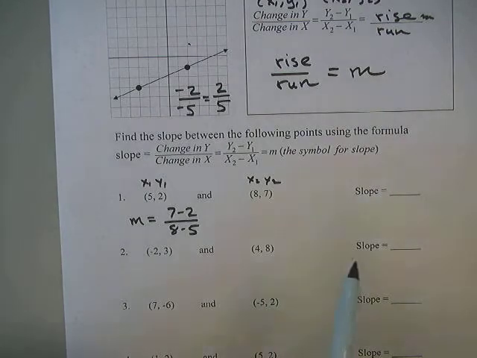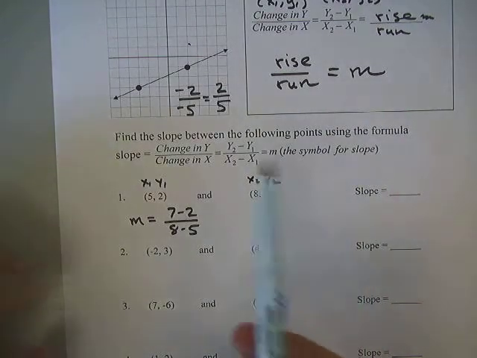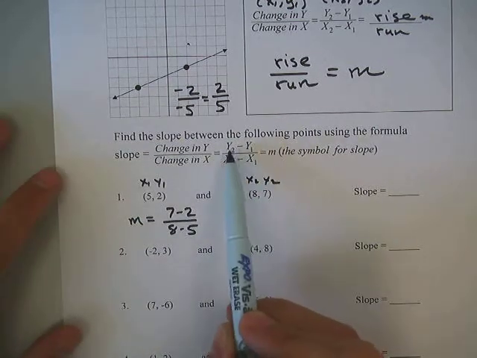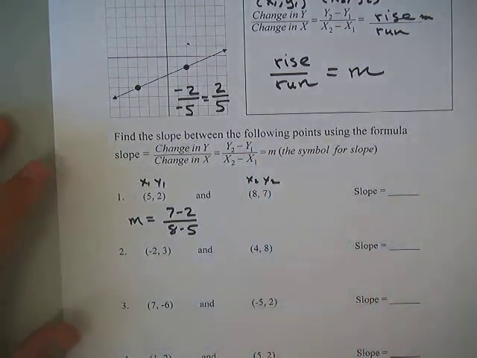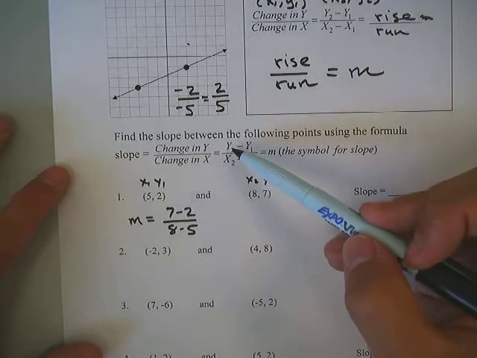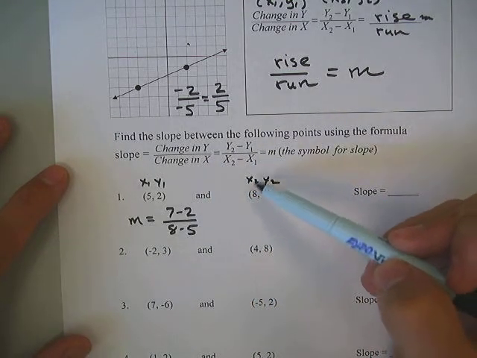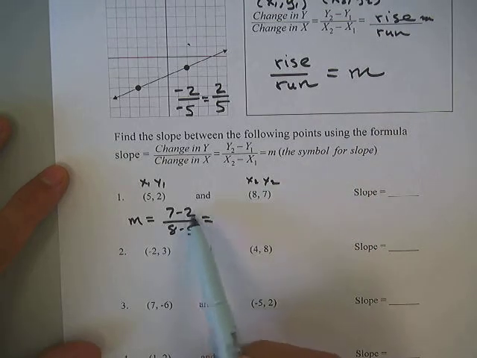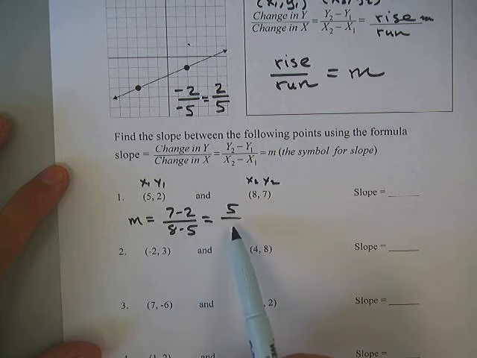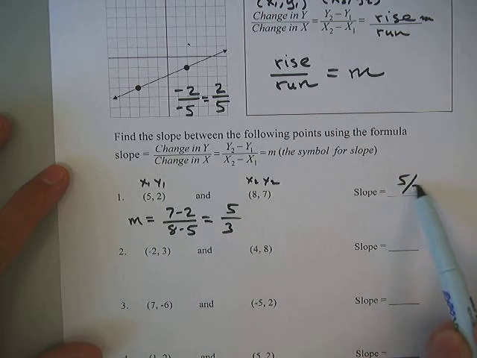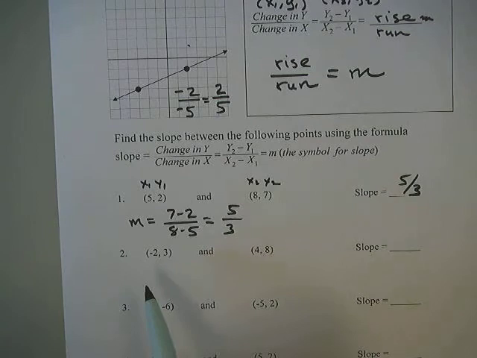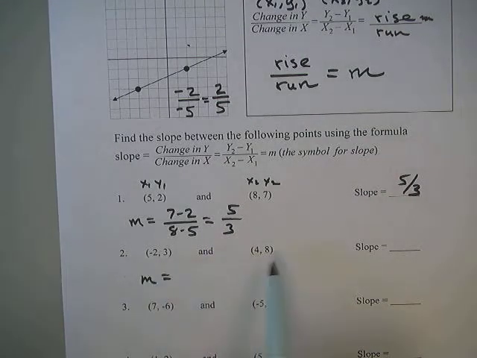Now some people are a little concerned that it'll be y2 minus y1. It doesn't really matter the order. You can do y1 minus y2, x1 minus x2. It doesn't have to be y2 minus y1. As long as you keep, if you do the second y coordinate first, then you have to do the second x coordinate first. That's all that really matters. So let's finish this up. 7 minus 2 is 5. 8 minus 5 is 3. So my slope is 5/3. Again, remember, you're going to write it as a fraction.